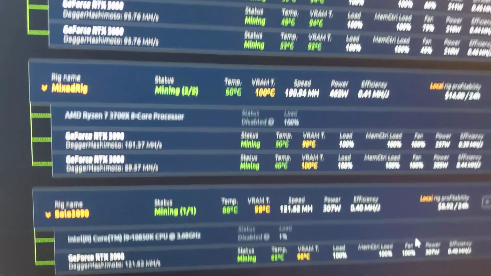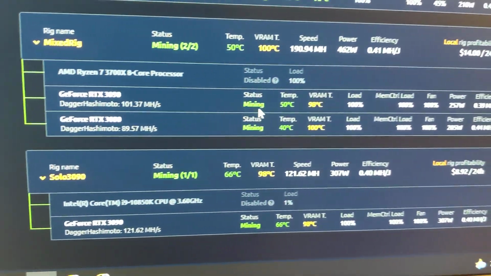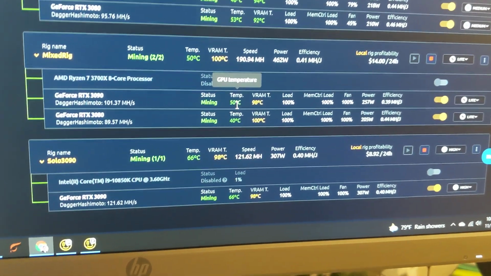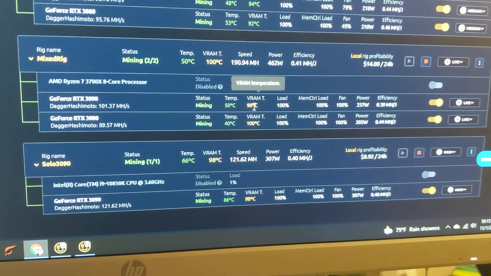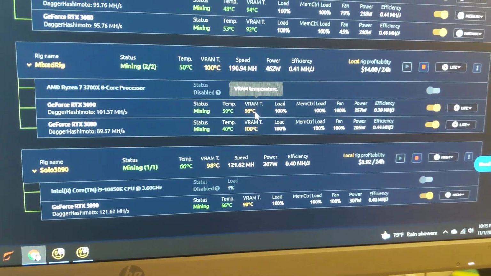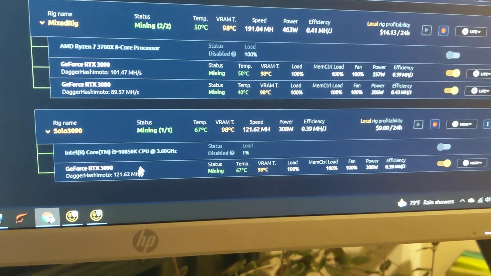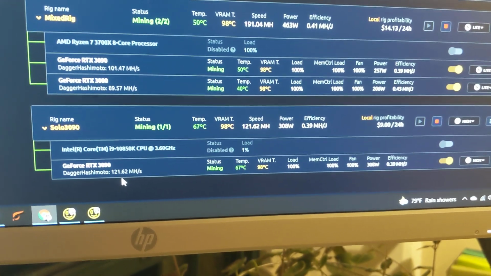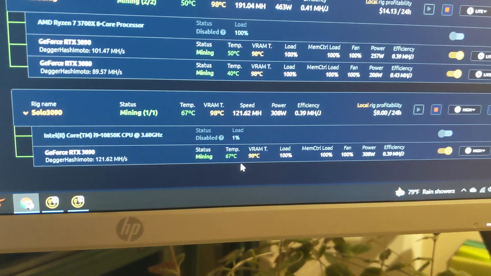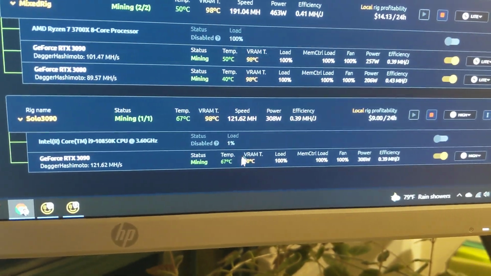Now if you look, I have two 3090s right here. This is the one that I have not padded yet. As you can see, the temperature is 50, but the VRAM is very hot at 98 and it only mines at 100, whereas the one that I've repadded mines at almost 122, up to 123, with the VRAM still at 98 as well.